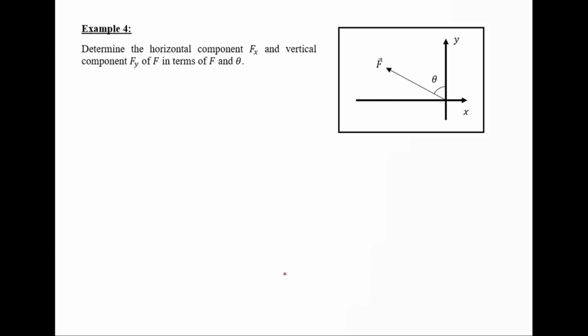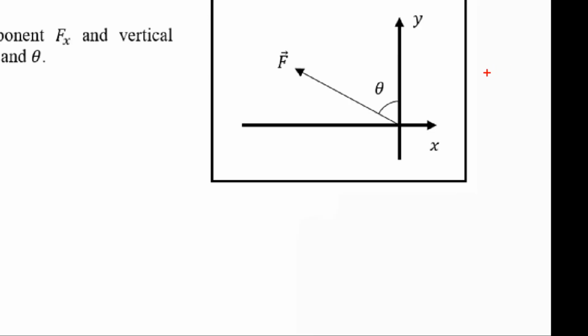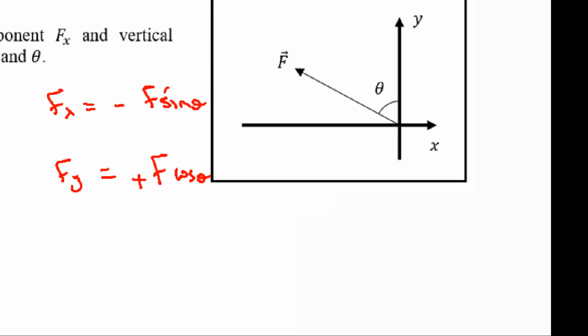Example 4, we need to find Fx and Fy. Theta is the angle between F and the vertical, then this is going to be F cosine theta up to a plus or minus sign. Because F is pointing in the positive direction of y, that would be plus. The other component would be directly F sine theta.